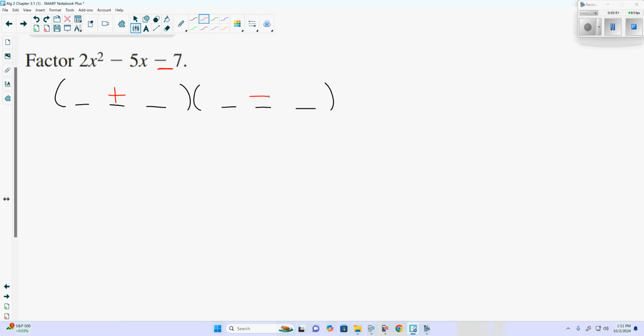Now at this point, it really doesn't matter which one I said is negative and which one's positive. We just need to plug in one is plus, one is minus. Because again, at the end, we're going to check it and make sure it works out. Questions on this so far?